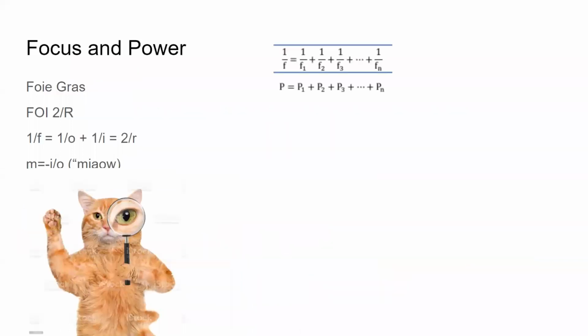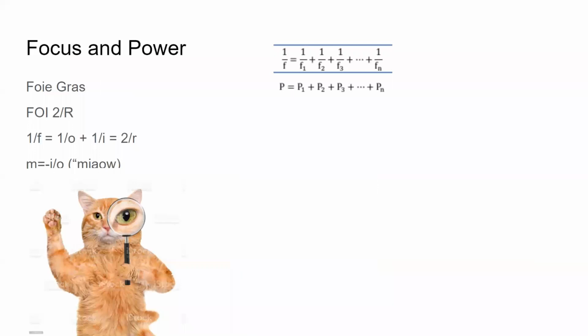And for focus and power, I remember foie gras. It's not a great way, but it worked for me. So it's FOI, like foie gras, and I would make it foie tra. For some reason it got stuck in my head, even though it's kind of a silly way to remember it. So it's 1 over F equals 1 over O plus 1 over I equals 2 over R. That's basically the formula, and that's how I remembered it. I found this a pretty easy way to remember it.